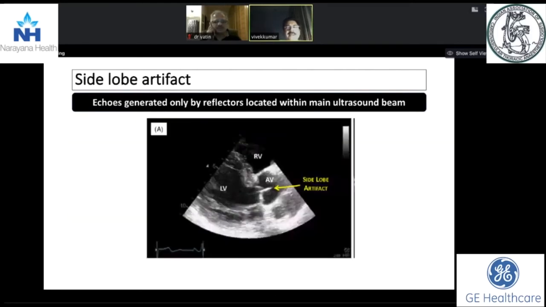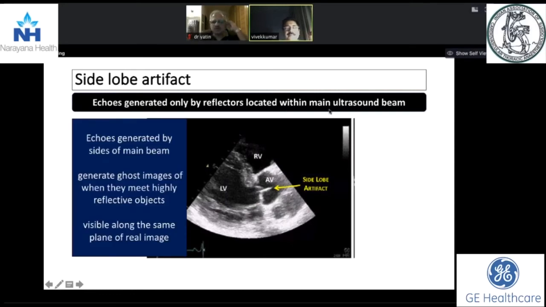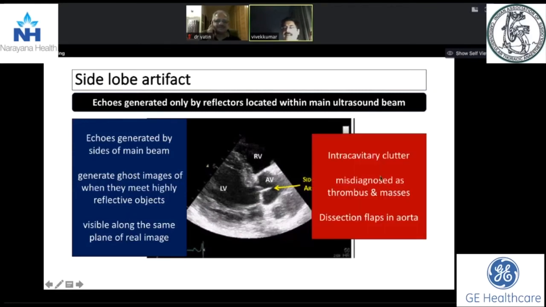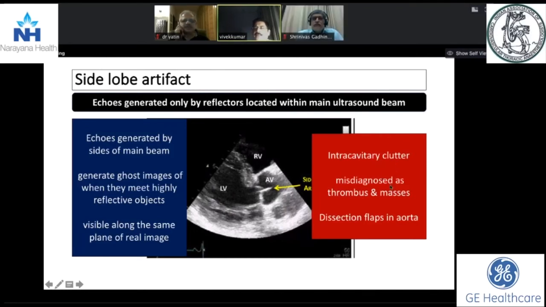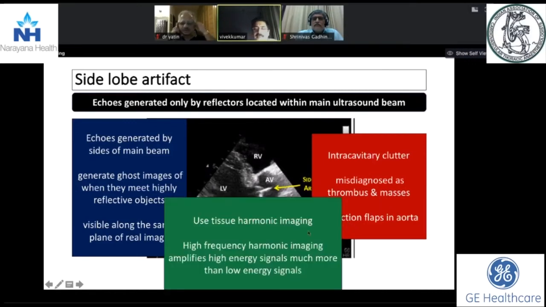Side lobe artifact is again something similar, which violates the principle that echoes are generated only by reflectors which are located right in the main ultrasound beam. So here there are echoes which are generated by sides of the main beam, and when they meet highly reflective objects, they generate something like this, which are exactly like curves. So it produces intracavitary clutter. They are misdiagnosed as thrombus and masses, especially in LA and RA, and of course dissection flaps in the aorta.